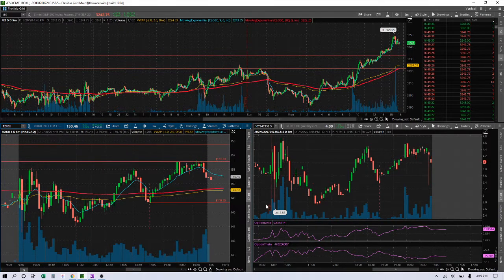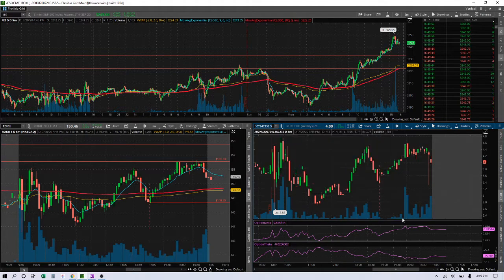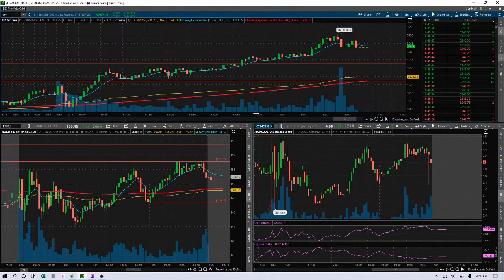This is something you can do in Thinkorswim to see how the actual option contract that you're looking at is changing. You click this down arrow and click options, type in your ticker here, and then click whatever side you're on. Right now this is the 152.5 call. Over here I have Roku. Up here I just have futures.